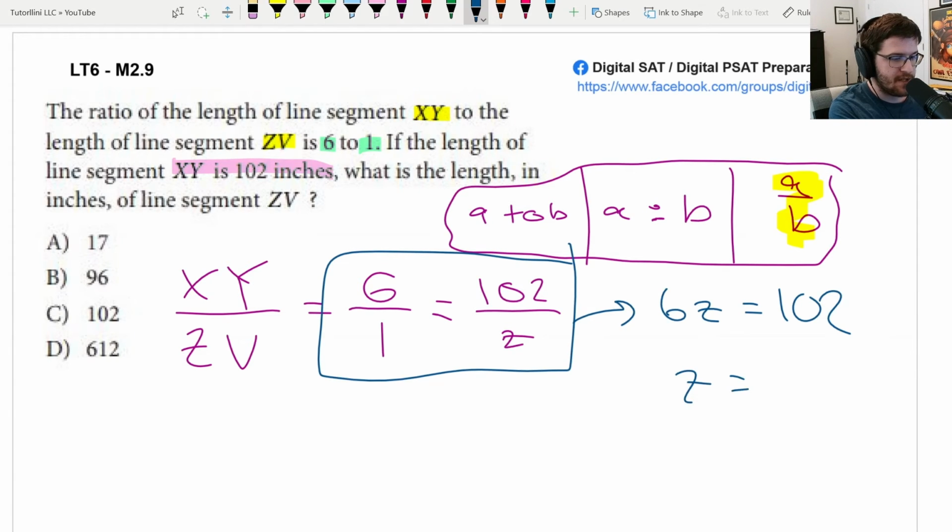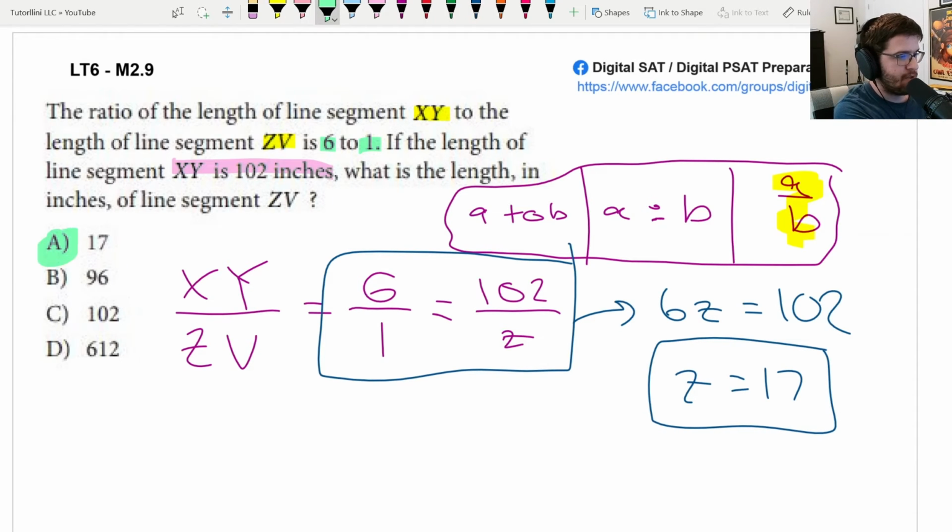And I get 17. And that is answer choice A. And that is correct. Great, let's move on.